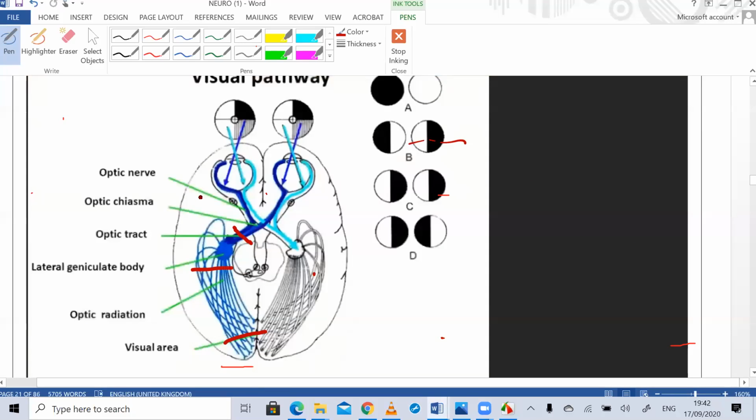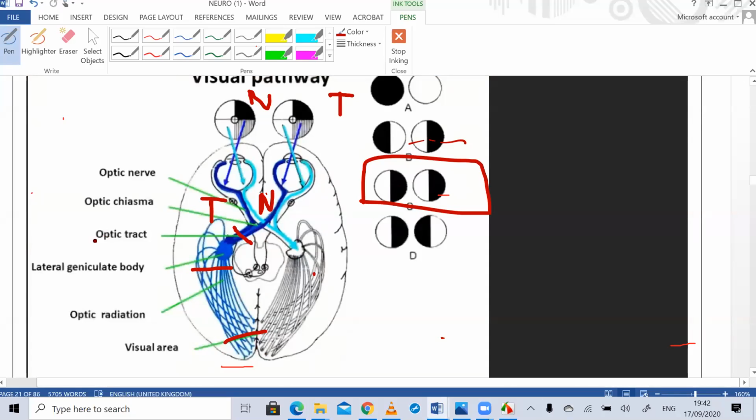What kind of fibers affected? Ipsilateral temporal, contralateral nasal. What kind of fields affected? Contralateral temporal and ipsilateral nasal. So you will find what? You will find homonymous hemianopia in all these three kinds of lesions. In all three kinds of lesions, you will find homonymous hemianopias.